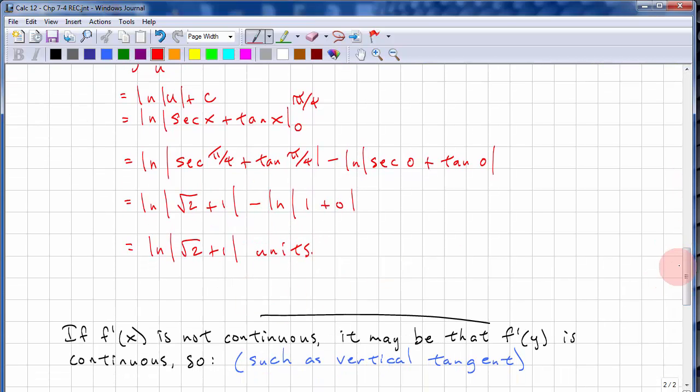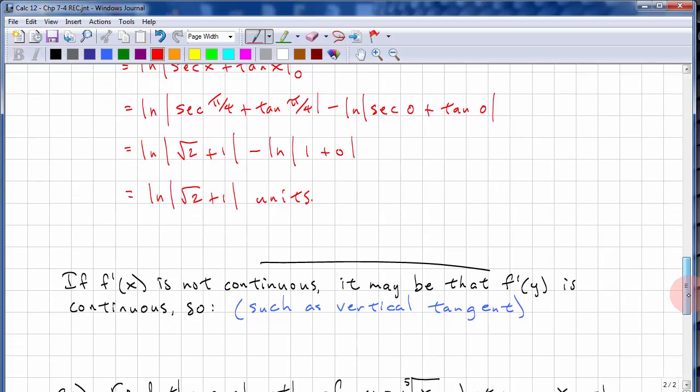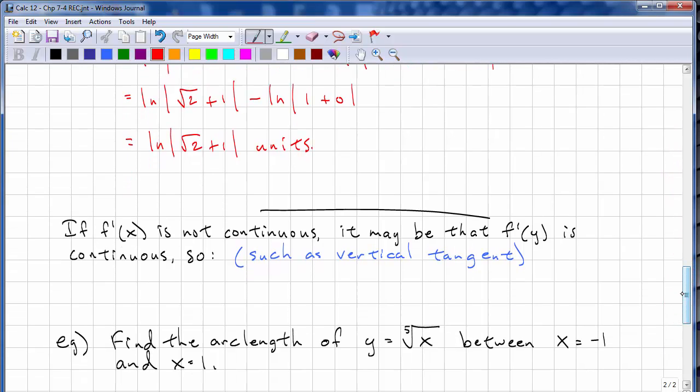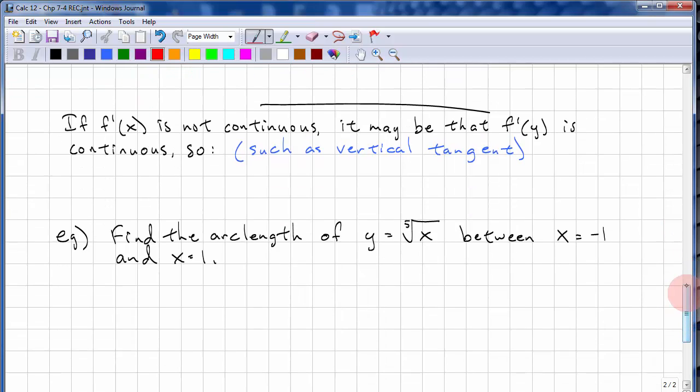Okay, that's a very hard question. Some profs will expect you to be able to do this on a test, some may not. Let's look at our last example.